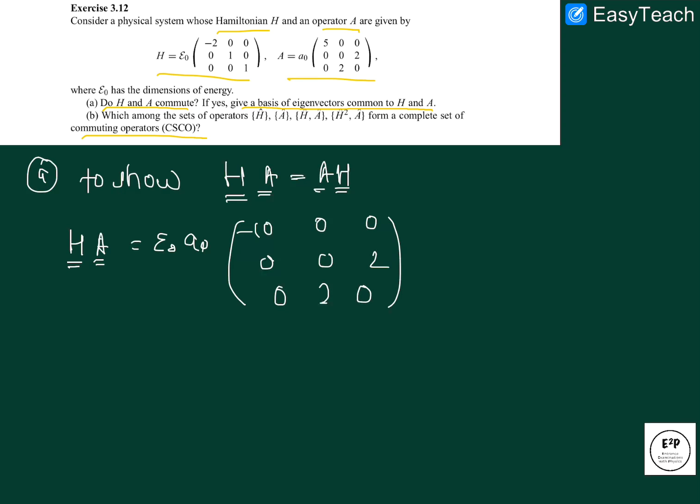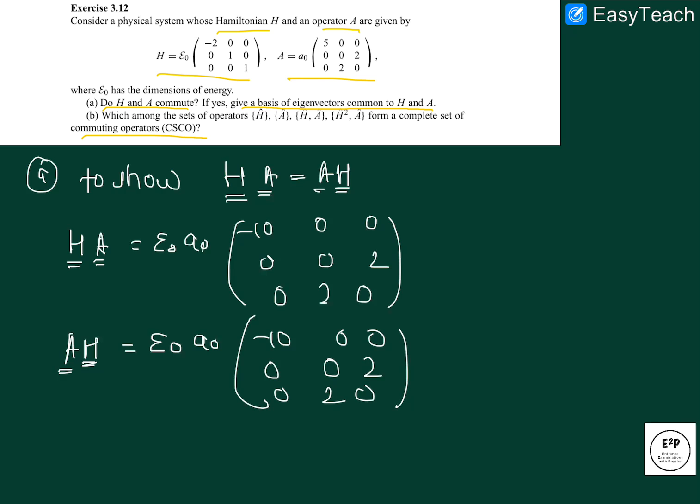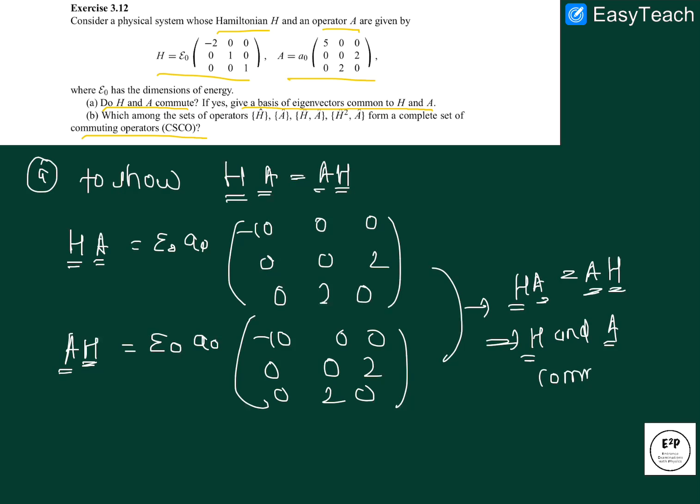And similarly the matrix multiplication of AH gives us minus 1 0 0, 0 0 2, 0 2 0. So from these two we can say that HA is equal to AH, which implies H and A commute. Okay, so we have done the first part of the first question.